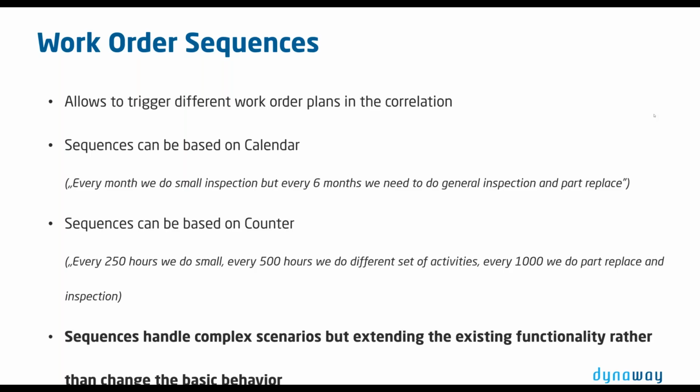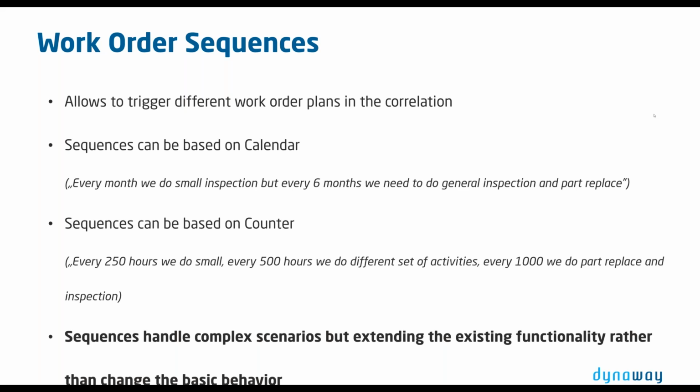In fact, that's something which we had in the backlog for quite a long time, and we heard it from many sources. Sometimes you need to do maintenance, but you have one maintenance which you, for example, do every month, but every 6 months you should do a much bigger maintenance or inspection or whatever it is. So you don't want to trigger 2 work order plans at the same moment. You just want them to be correlated and work together. So that's, for example, what you can do with the work order sequences.